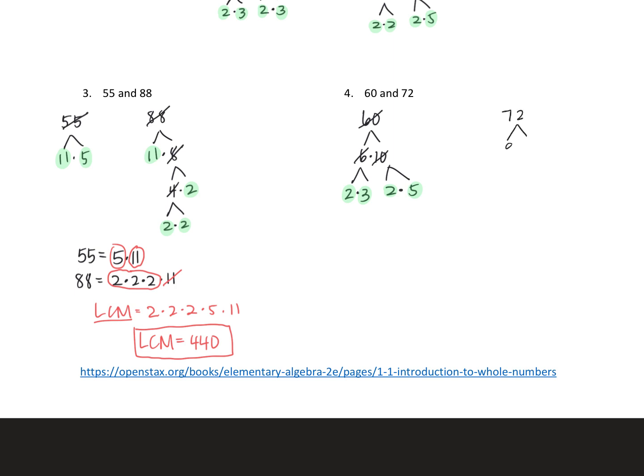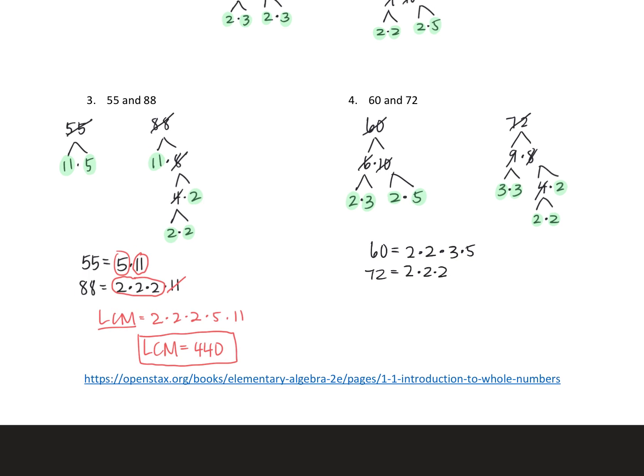For 72, we could do 9 and 8. 9 could be broken down into 3 and 3. And then 8, we've done it a couple times now. 4 and 2. 4 goes down to 2 and 2. And 3 and 2 are both prime. So all of my branches are done. So now I'm ready to make my list. So for 60, I have 2 2s, a 3, and a 5. For 72, I have 3 2s and 2 3s. Whoops, that looks like 33.